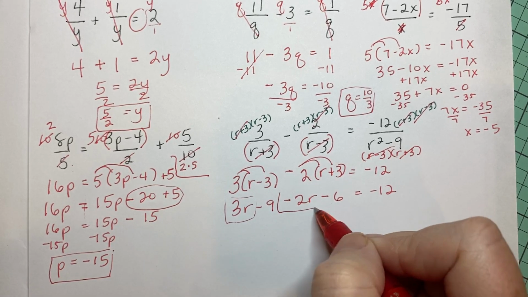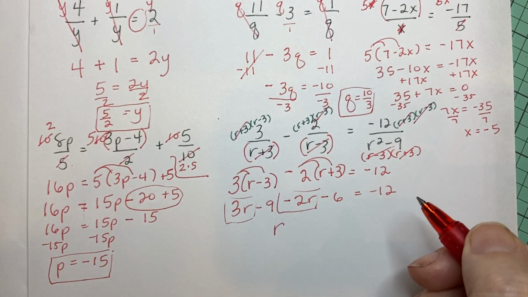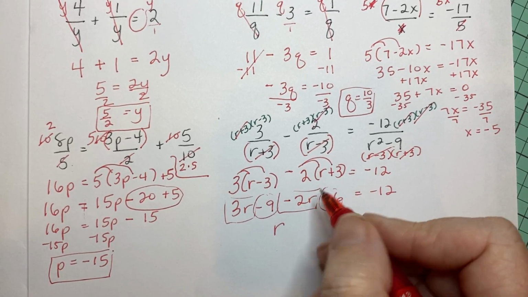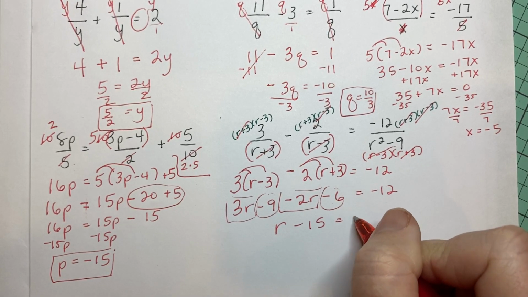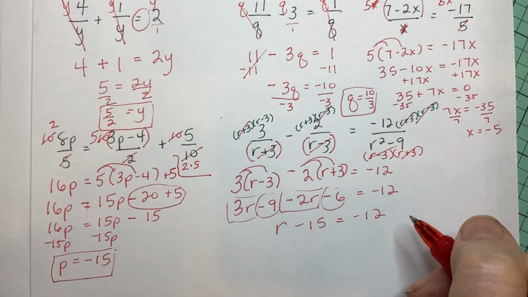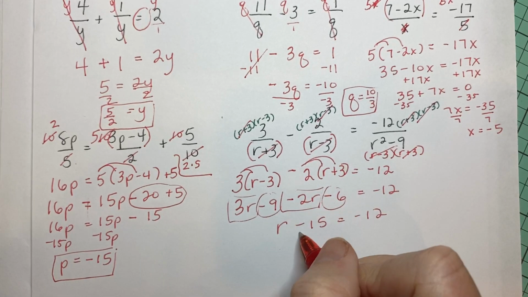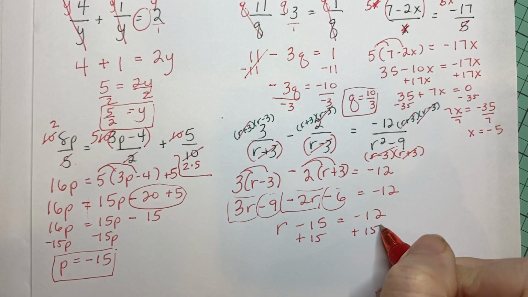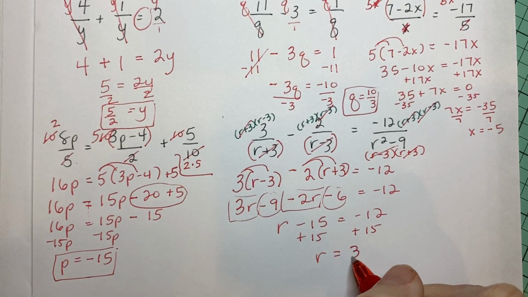Then we can combine like terms. 3r minus 2r is r. Negative 9 and negative 16 is a negative 15. And I still have that negative 12. And then we're going to add 15 to both sides. And we get r equals 3.